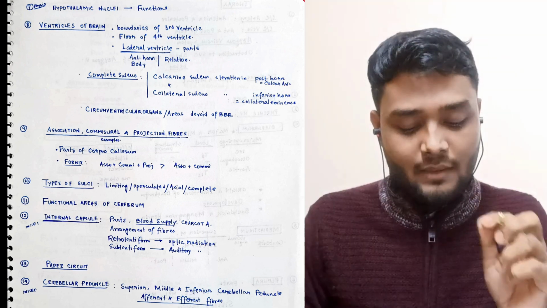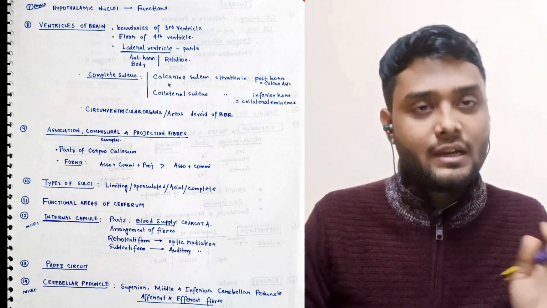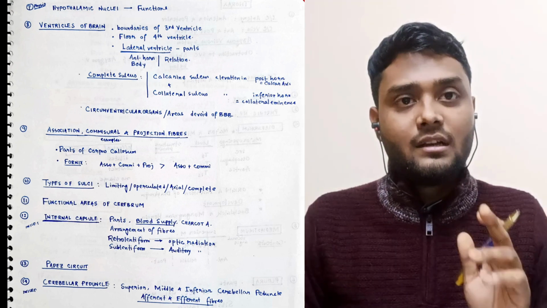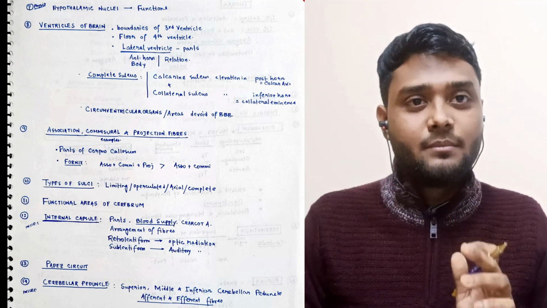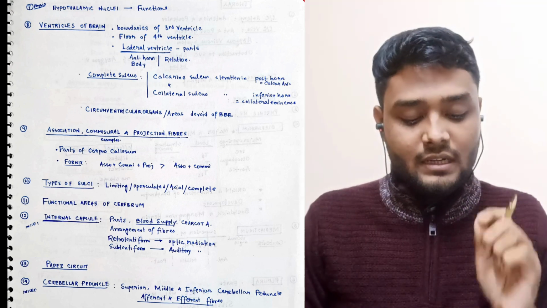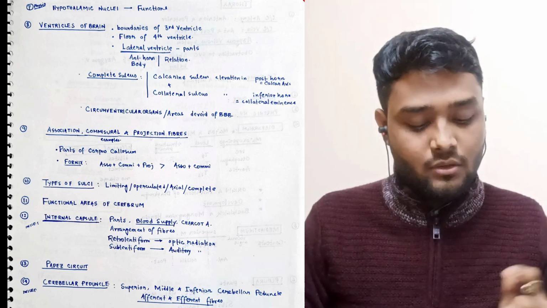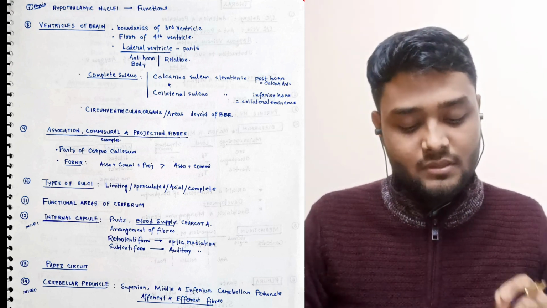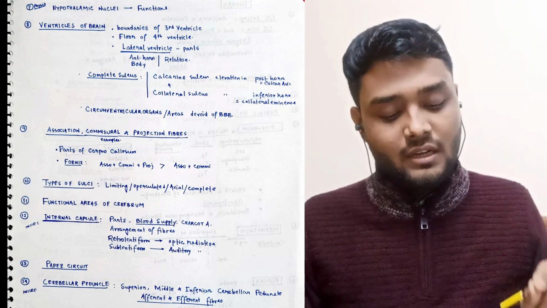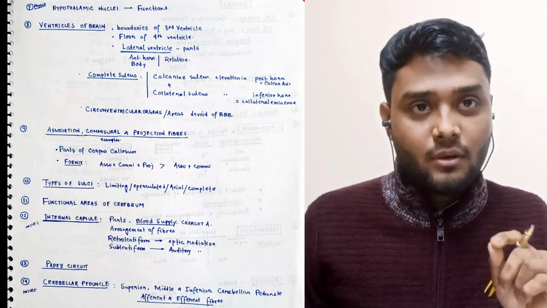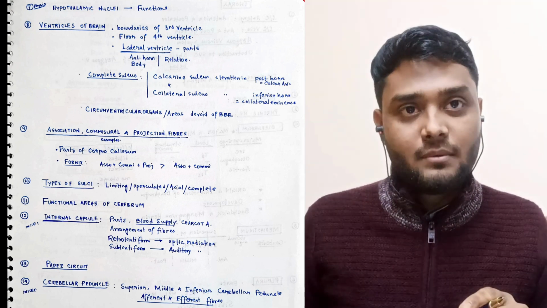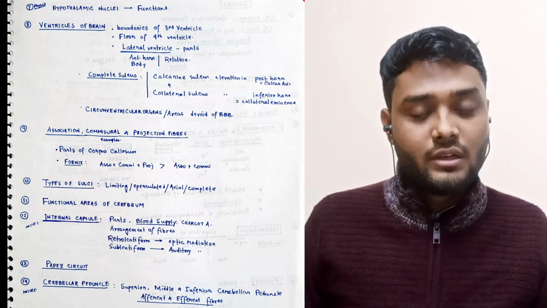Then read about the types of sulci: the limiting, operculated, axial, and the complete sulcus. Then read about the functional areas of the cerebrum, very much important. Then internal capsule, its parts and blood supply. What is the artery of Charcot? The arrangement of the fibers in the internal capsule, the retrolentiform fibers that carry the optic radiation, and sublentiform fibers that reach the auditory radiation.